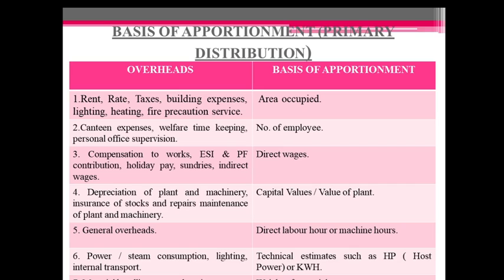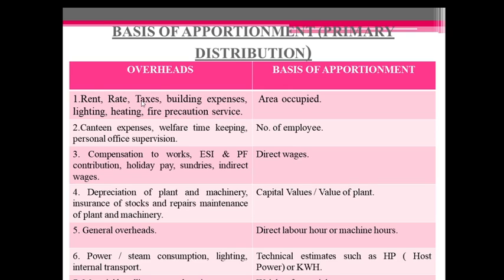Now see, these are the overheads, and these are the basis of apportionment. These are the indirect expenses, and on which basis they are going to be apportioned.